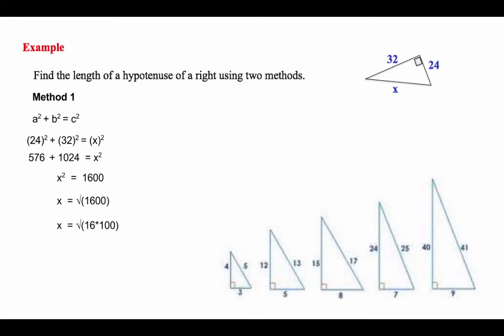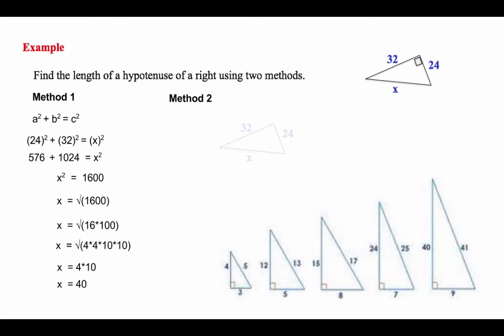Take the square root. So we get 16 times 100, break it down even further. So we have 2 sets of 4 and 2 sets of 10. I can take out a 4 and 10 to get x equals 40. So that's the first method to solve that. That's fine if you want to use that, but I want to show you a second one.